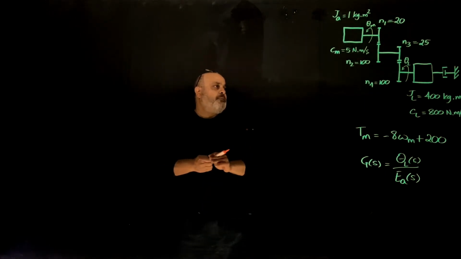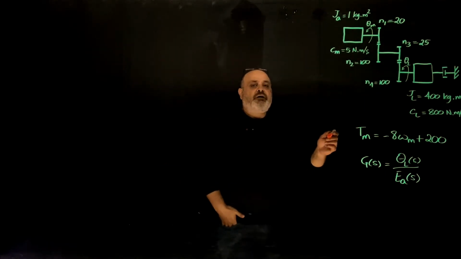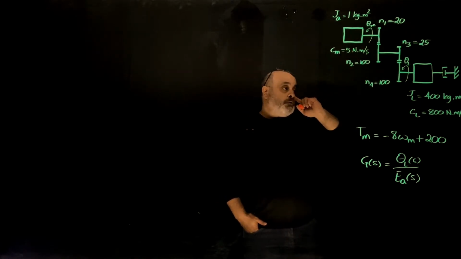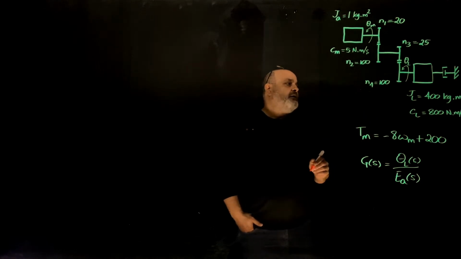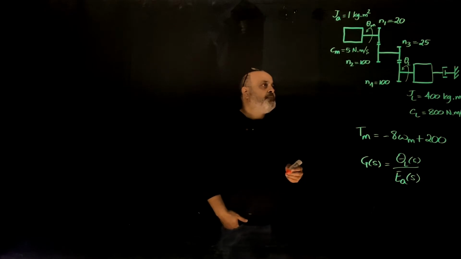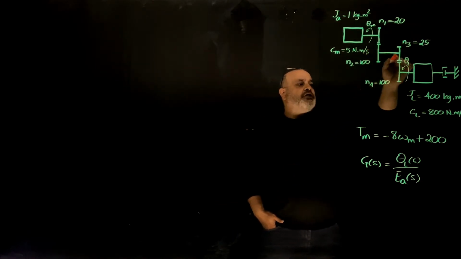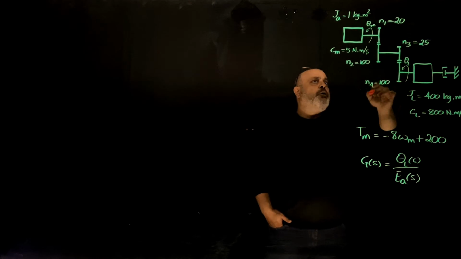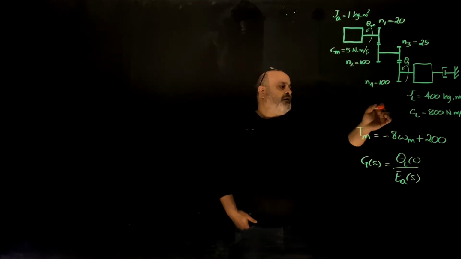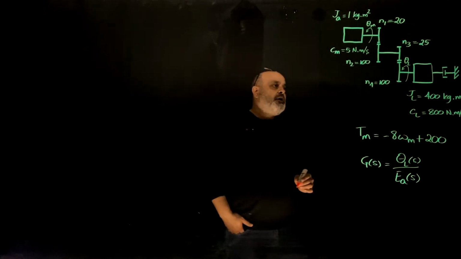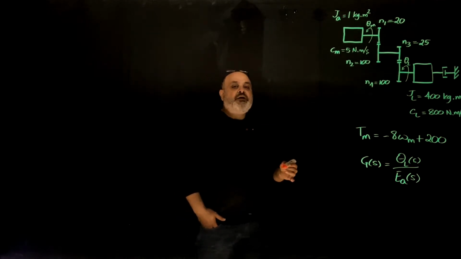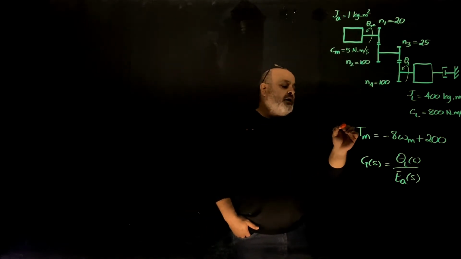Here we have another example. I have a DC motor connected to a load, a dynamometer system, but through a series of gears. The number of teeth on these gears are given here: 1, 2, 3, 4. The mass moment of inertia of the armature and of the load, and the damping, are given here.